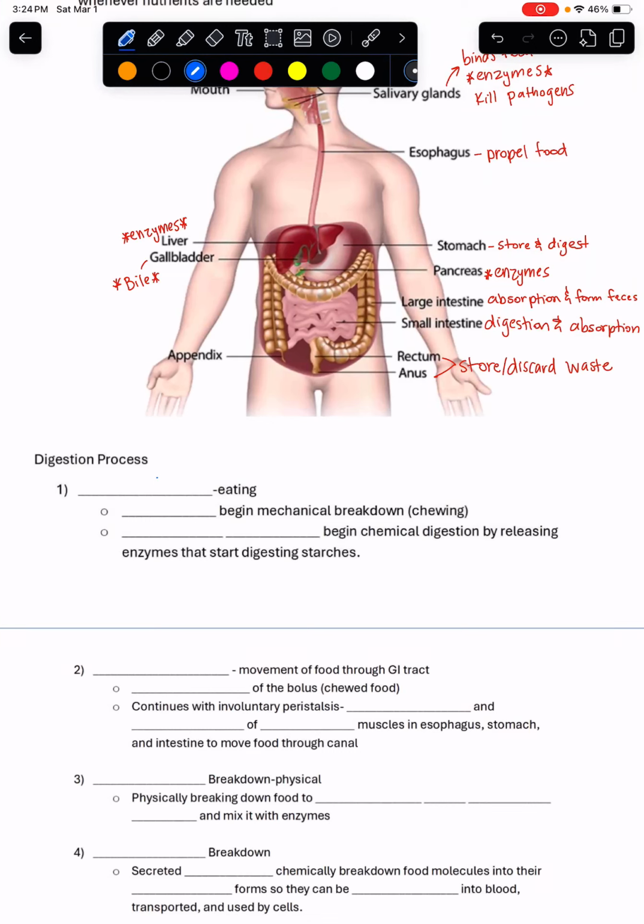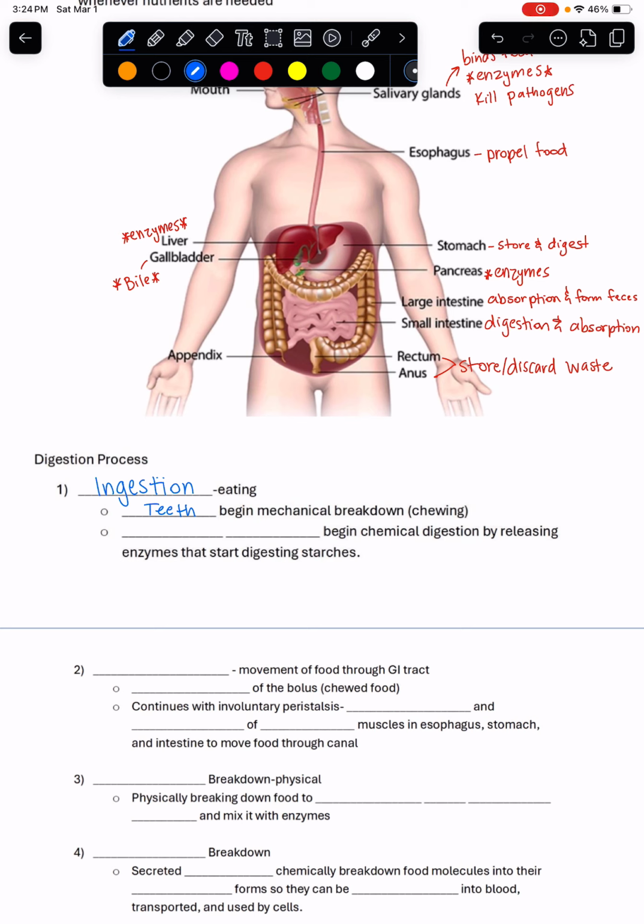All right, so now we're going to actually talk about the digestion process and the different steps in it. So the first step when you are eating food is to actually eat the food, to ingest it. So we're going to say ingestion is our first step, which is eating, putting the food in your mouth. And so when you put the food in your mouth, our teeth are going to be the first thing that begin mechanical breakdown or chewing of our food.